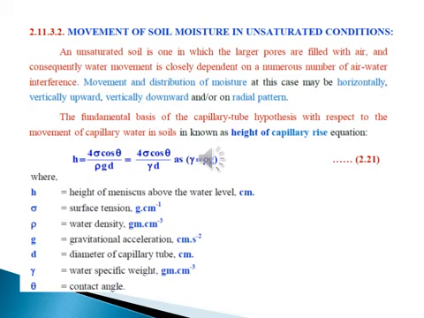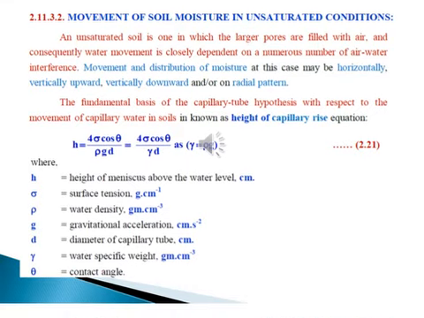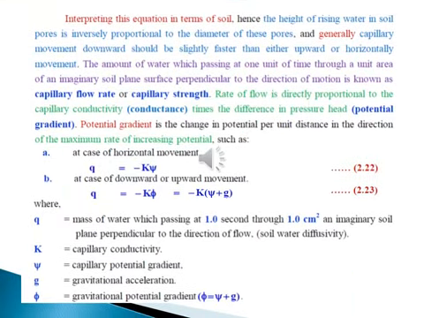My dear, the height of capillary rise equation is illustrated in front of you. The height of rising water in soil pores is inversely proportional to the diameter of these pores, and generally capillary movement downward should be slightly faster than either upward or horizontal movement. The amount of water passing in one unit of time through a unit area of an imaginary soil plane surface perpendicular to the direction of motion is known as capillary flow rate or capillary strength.